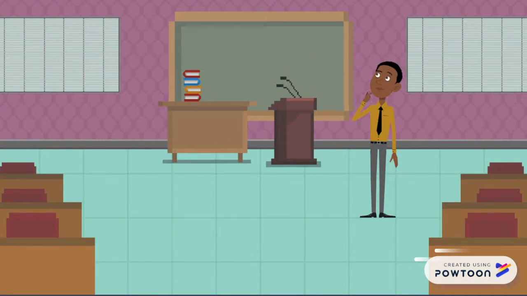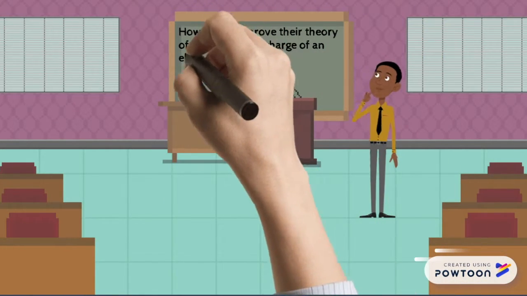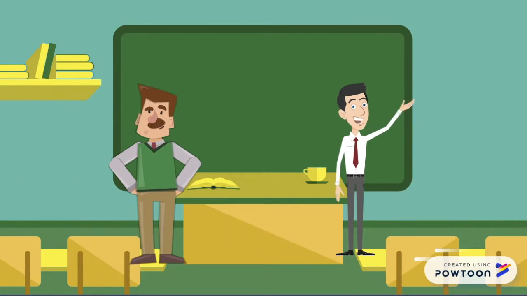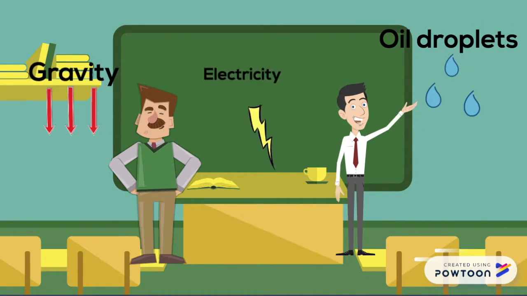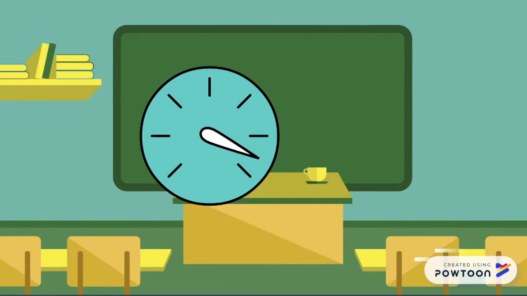How did they prove their theory of determining the charge of an electron? To determine the charge of an electron, Robert Millikan and Harvey Fletcher both used small droplets of oil and then suspended them in mid-air using only gravity and electricity. Using this technique, they were able to find out how much charge each electron had. It's amazing, really.